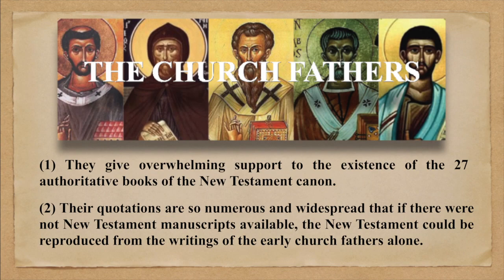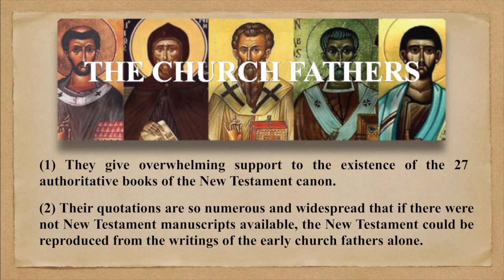One of the best ways to develop and defend the accurate copying of the New Testament text is through the writings of the Church Fathers. Although they do not represent a primary witness to the text of the New Testament, they do serve two very important secondary roles. First, they give overwhelming support to the existence of the 27 authoritative books of the New Testament canon. Second, their quotations are so numerous and widespread that if there were no New Testament manuscripts available, the New Testament could be reproduced from the writings of the early church fathers alone.